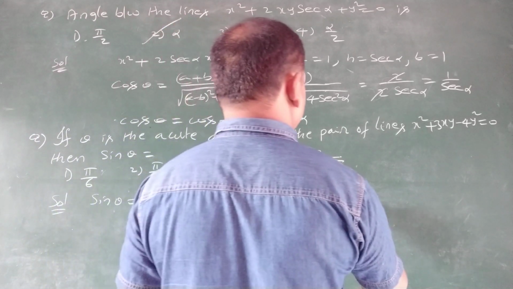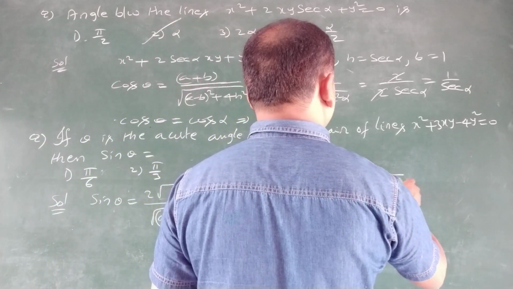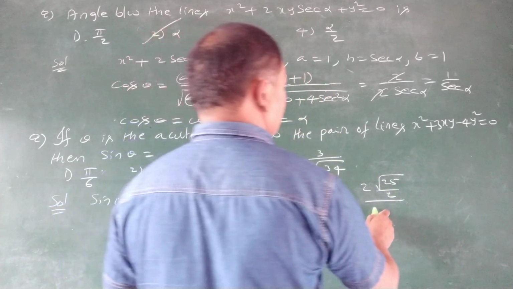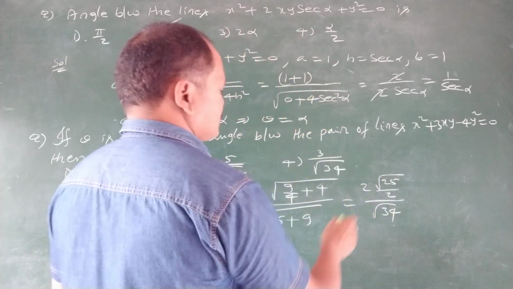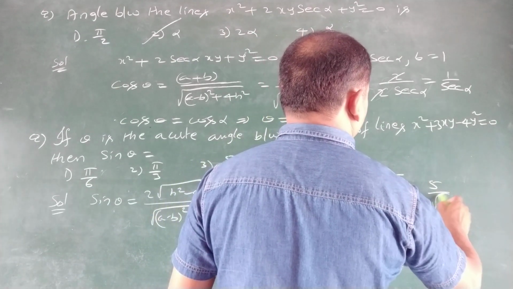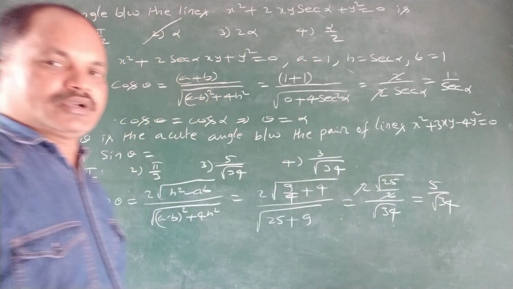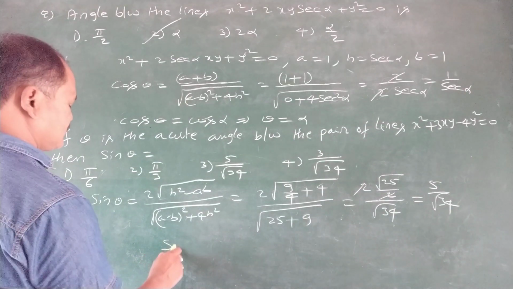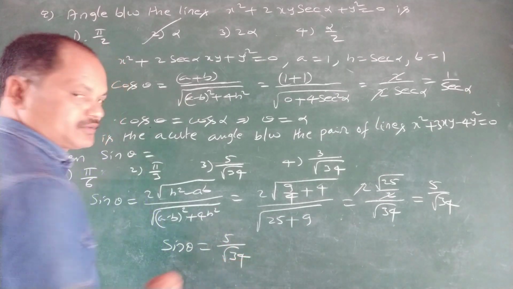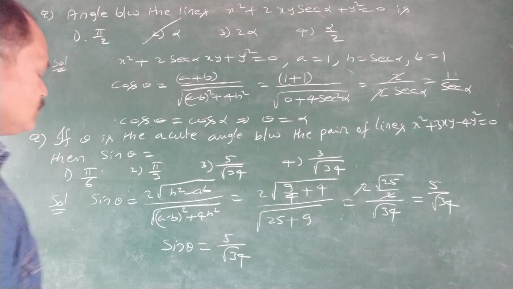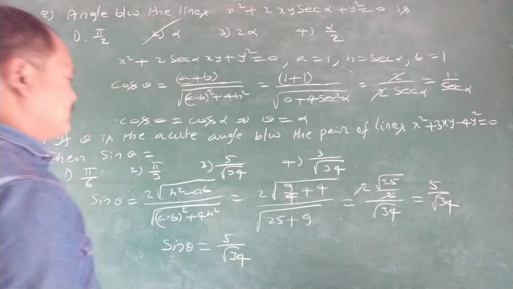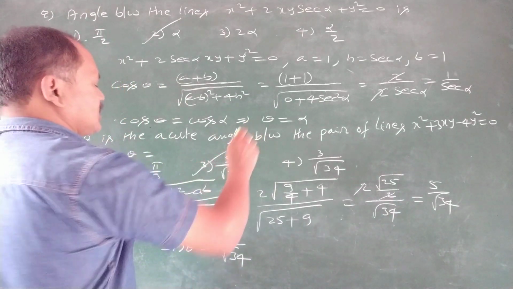4h square is nothing but 9, since 2h is 3, 4h square is 9. That's why here it is 2 times root 25 by root 34. 2 gets cancelled. Root 25 is 5. So 5 by root 34. Now the answer: sin theta is equal to 5 by root 34. That is the third option. That's all.